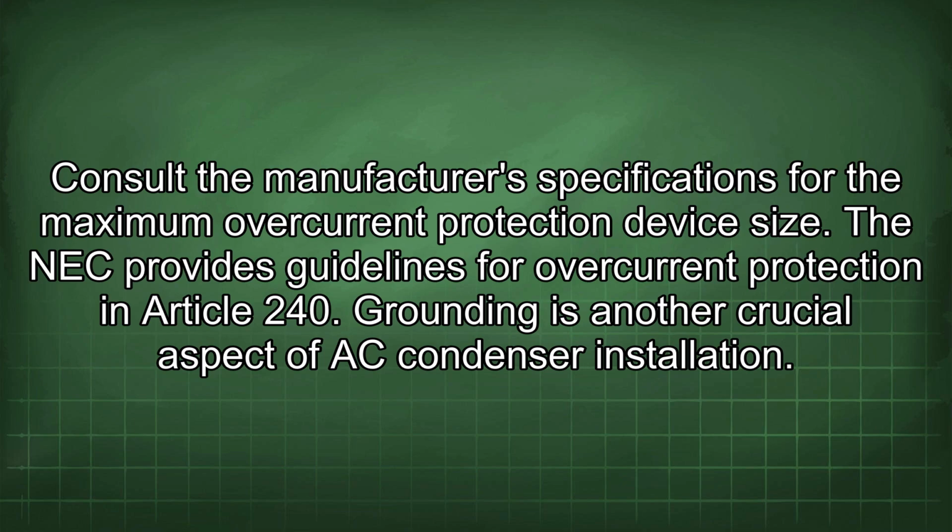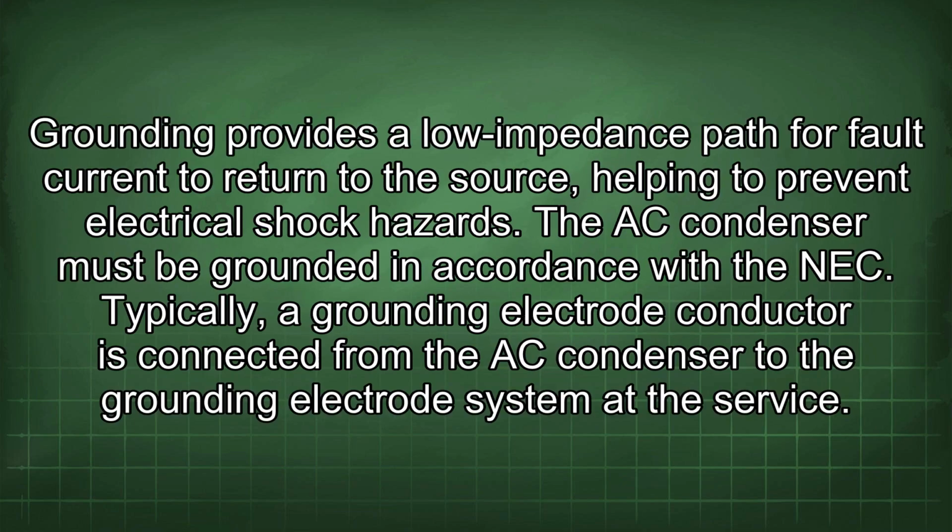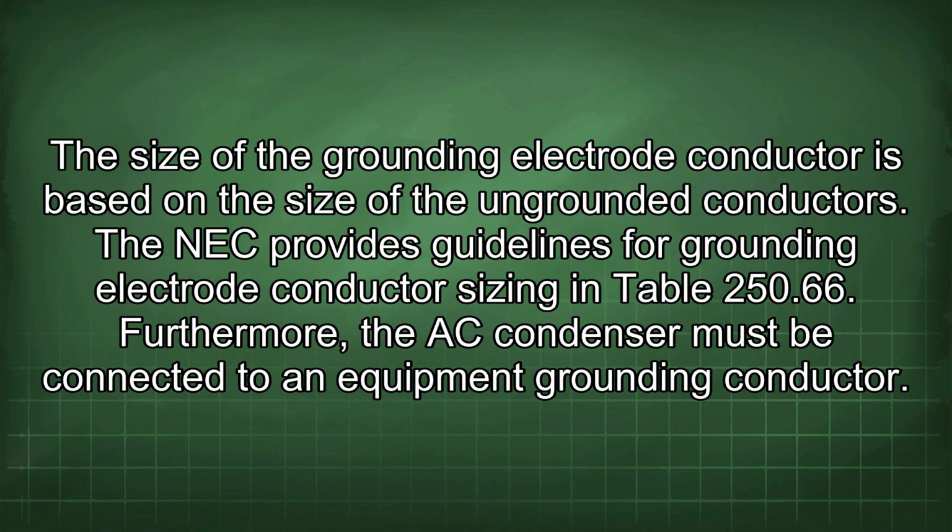Grounding is another crucial aspect of AC condenser installation. Grounding provides a low impedance path for fault current to return to the source, helping to prevent electrical shock hazards. The AC condenser must be grounded in accordance with the NEC. Typically, a grounding electrode conductor is connected from the AC condenser to the grounding electrode system at the service. The size of the grounding electrode conductor is based on the size of the ungrounded conductors. The NEC provides guidelines for grounding electrode conductor sizing in Table 250.66.